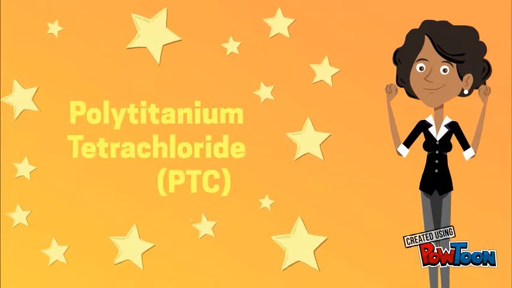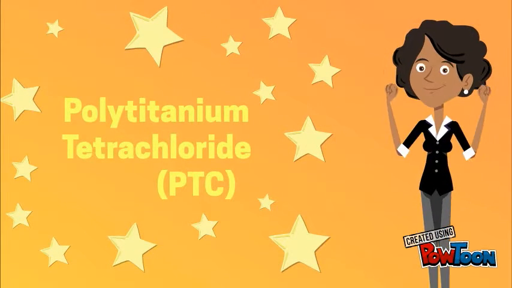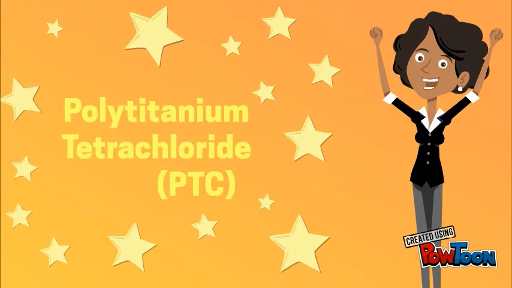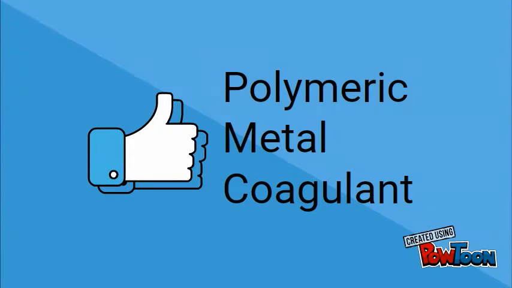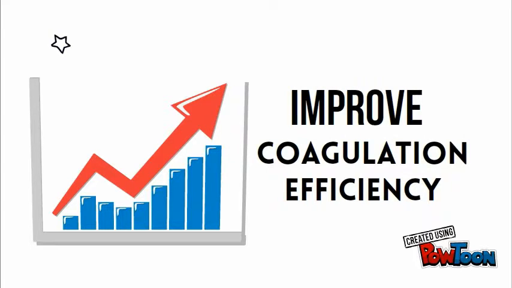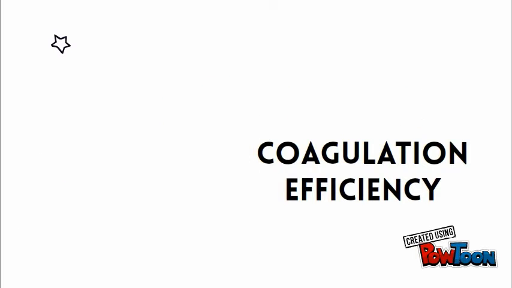Next, we will describe the coagulant that we decided to use in water treatment, which is polytitanium tetrachloride, also called PTC, and the reason it is chosen amongst the other types of coagulants. Recently, polymeric metal coagulants are increasingly being used to improve coagulation efficiency. PTC is a novel polymeric metal coagulant that has shown great promise to make our drinking water safe.